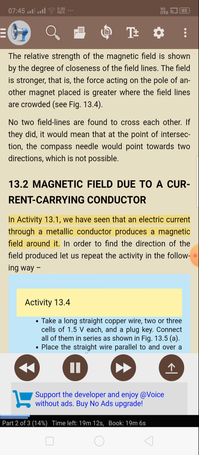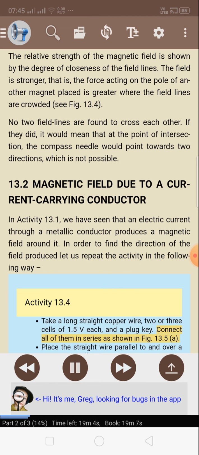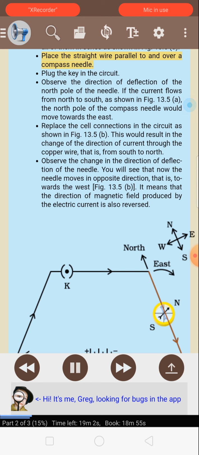In Activity 13.1, we have seen that an electric current through a metallic conductor produces a magnetic field around it. In order to find the direction of the field produced, let us repeat the activity in the following way. Activity 13.4. Take a long straight copper wire, 2 or 3 cells of 1.5 volts each, and a plug key. Connect all of them in series as shown in figure 13.5. Place the straight wire parallel to and over a compass needle. Plug the key in the circuit. Observe the direction of deflection of the north pole of the needle.